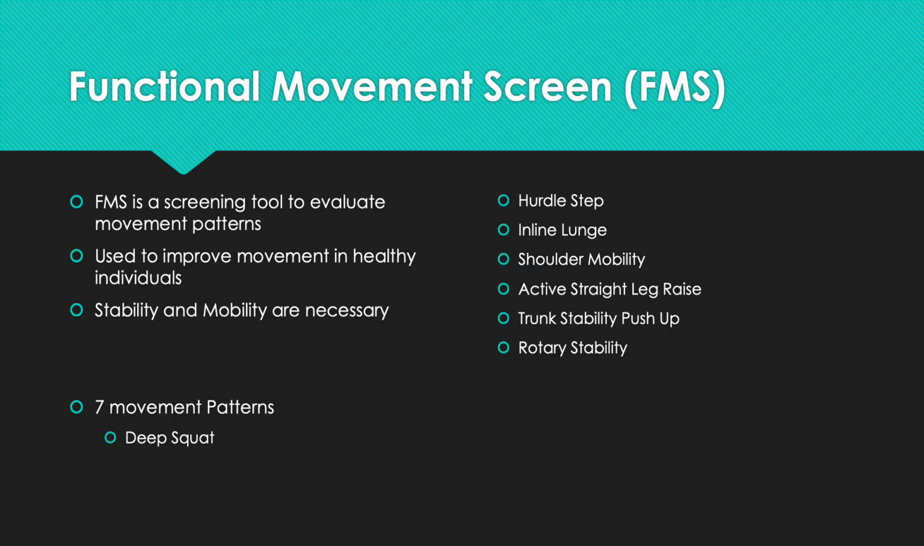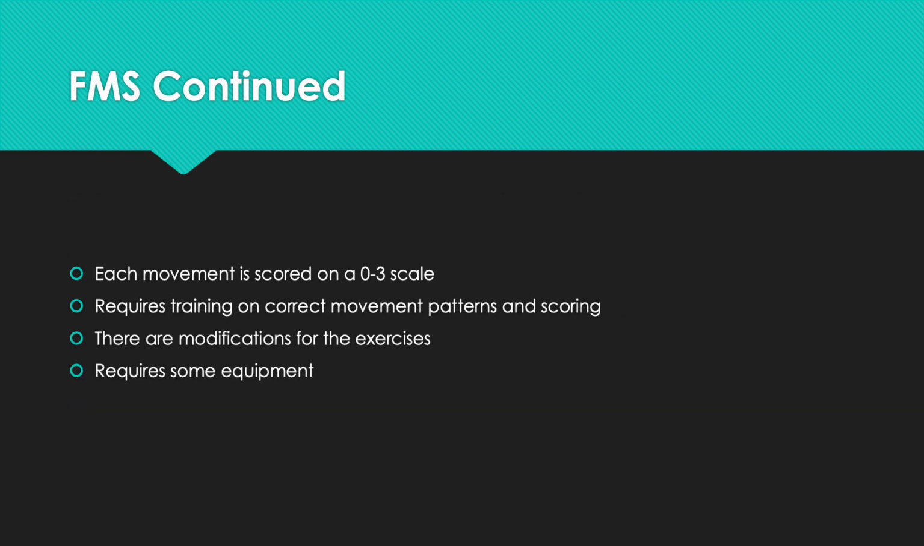The functional movement screen is a screening tool to evaluate movement patterns. This is used to improve movement in healthy individuals. And in order to be successful, one needs to have stability and mobility. The next few steps will break down the specific FMS movements. One thing to note about FMS is that each movement is scored on a 0 to 3 scale. However, this system does require training on correct movement patterns and scoring, and the training also provides modifications for the exercises, and it does require some equipment.